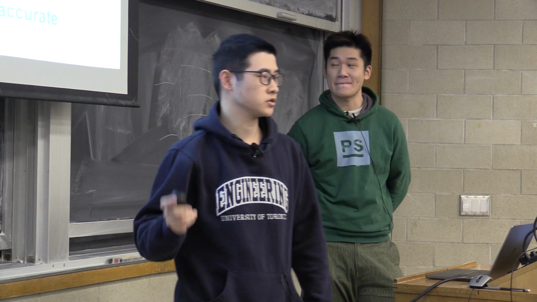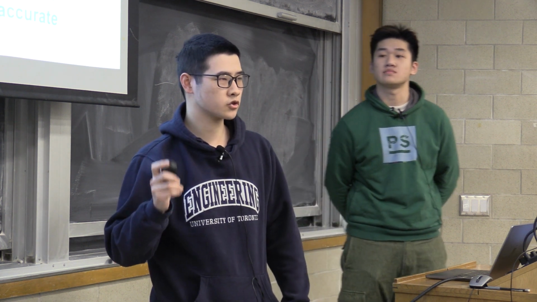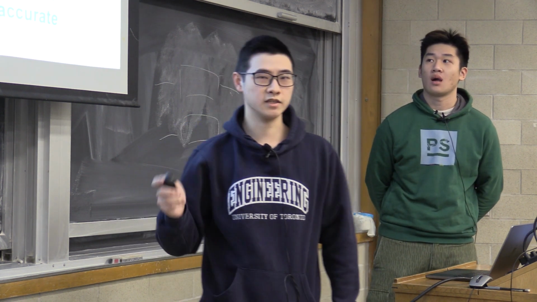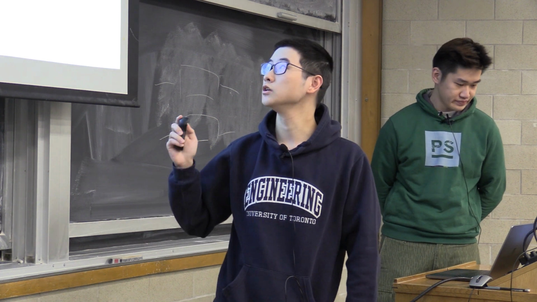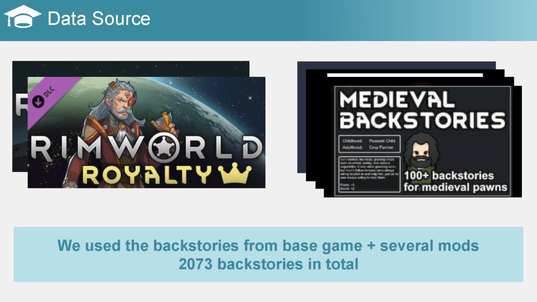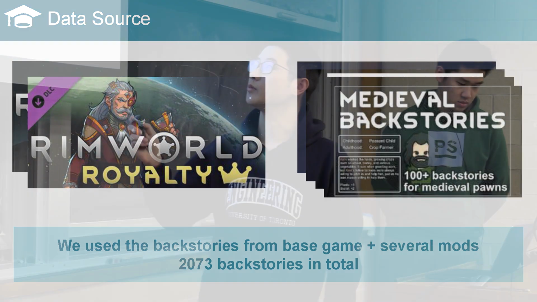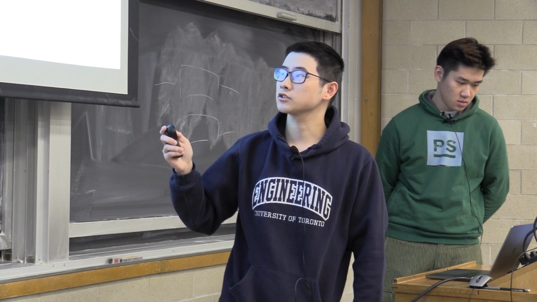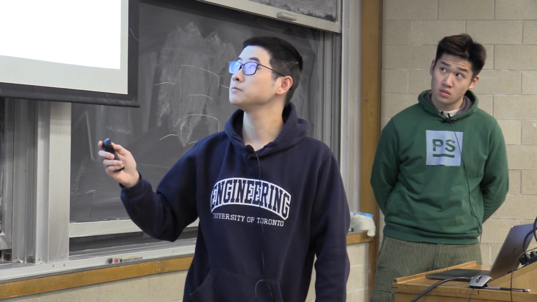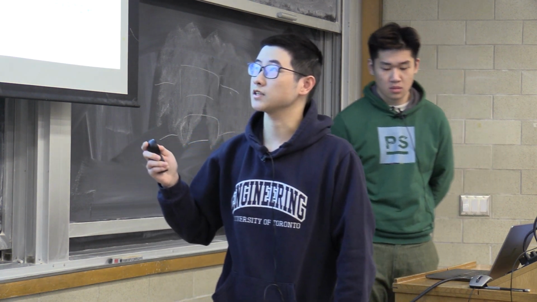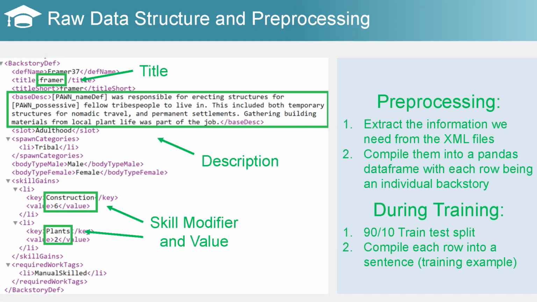As everyone knows, if we want to train a language model, you need data. So where would our data come from? Well, our data is taken from the files of the game RimWorld and its downloadable content, or DLC, and several mods. In total, we have collected 2,073 backstories. Now, for data pre-processing, we extracted the parts that we are interested in from the XML files and compiled them into a pandas data frame that is stored in our computer.